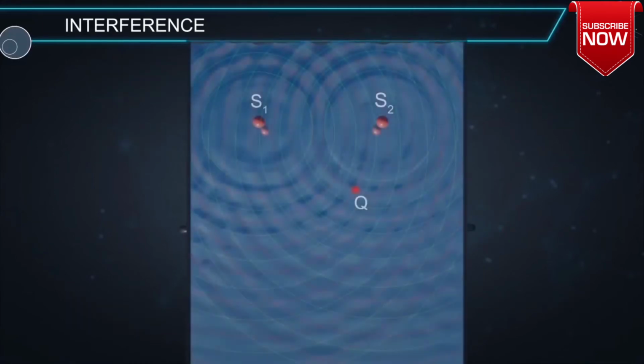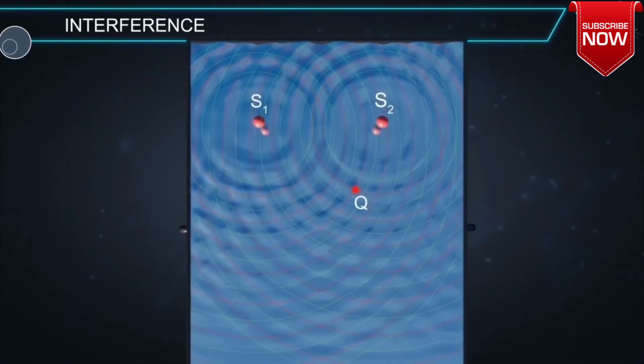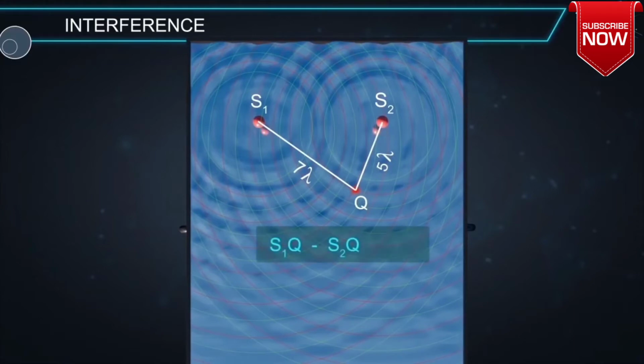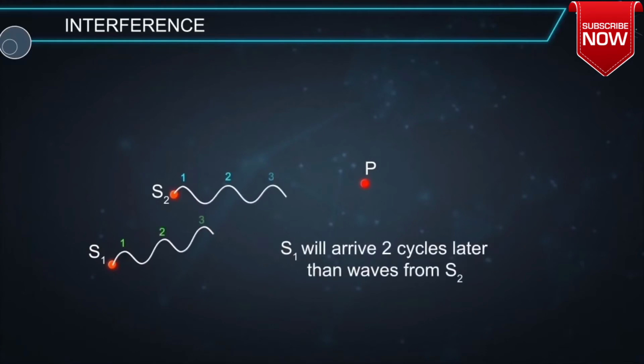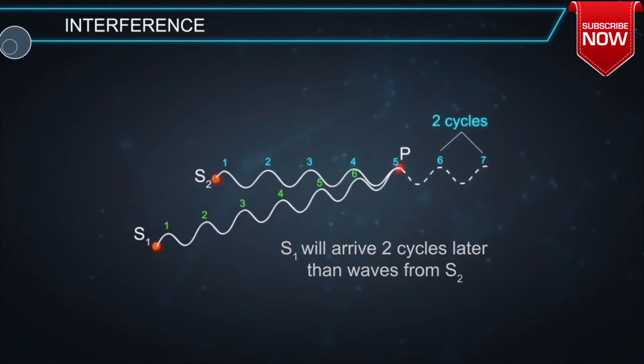Now consider another point Q such that it is at a distance of 7 wavelengths from source S1 and at a distance of 5 wavelengths from S2. Then S1Q minus S2Q is equal to 2 lambda. This means that the waves coming from S1 will arrive exactly 2 cycles later than the waves from S2.